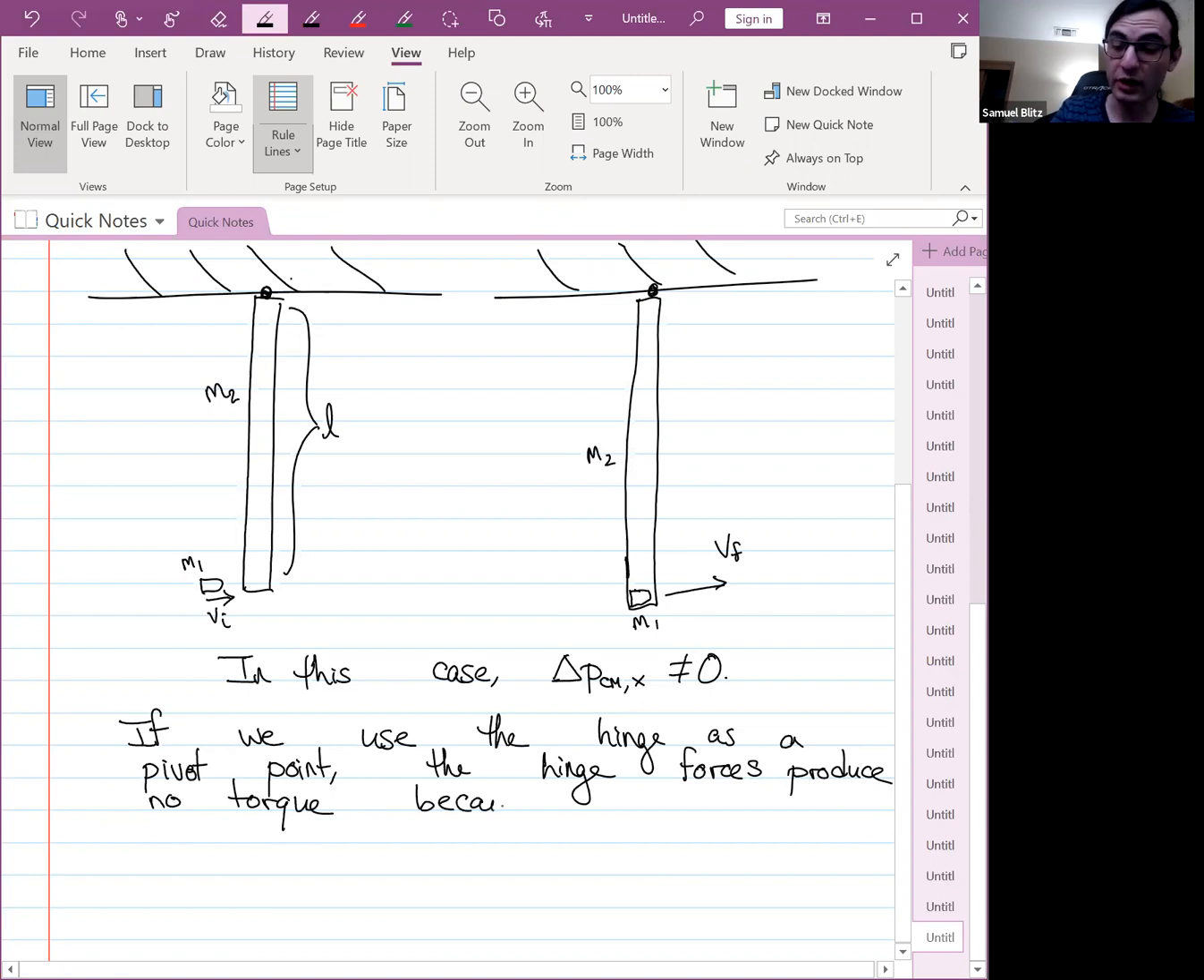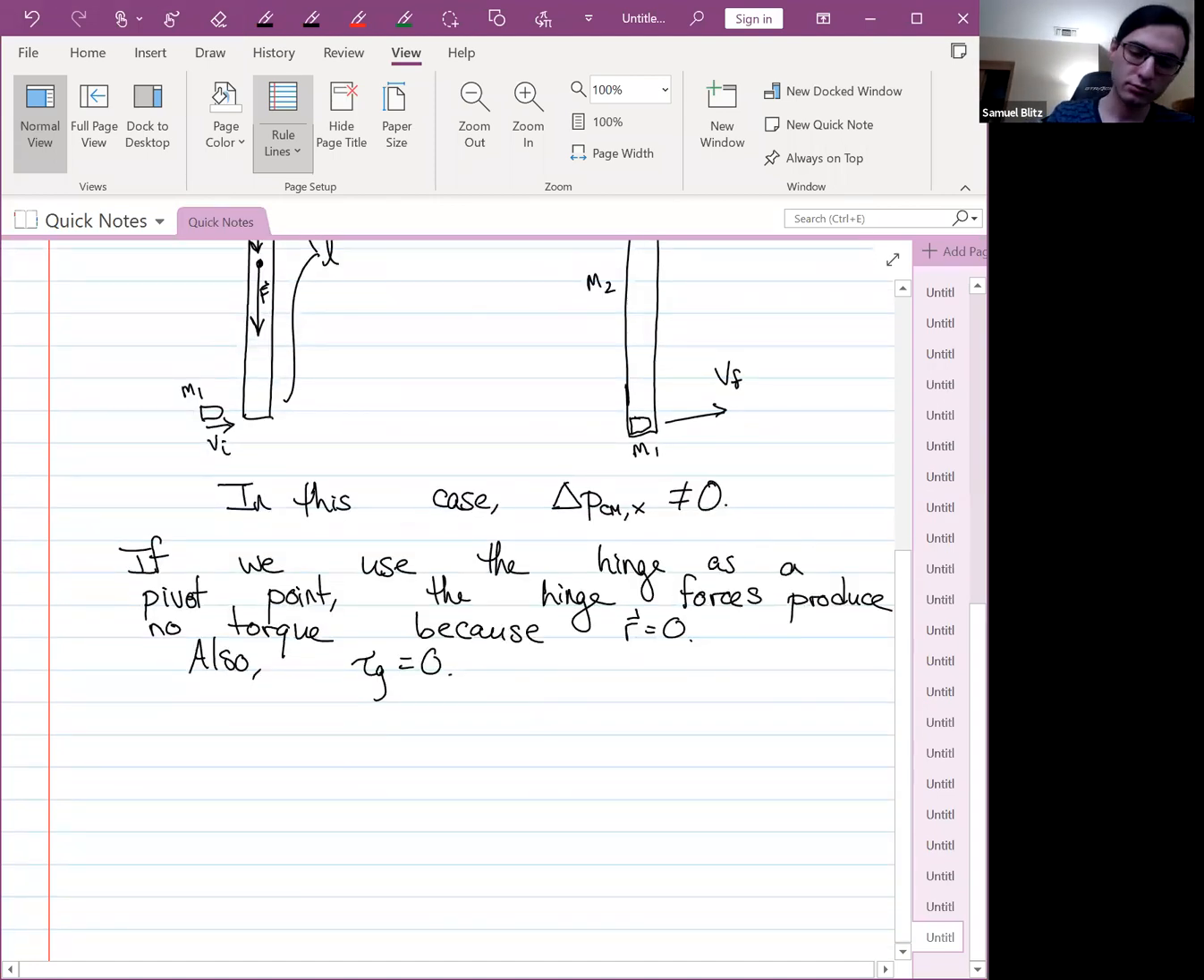That is, the vector r in r cross F is 0. The gravitational force also does no torque, and that's just because the gravitational force is straight down from the pivot, and so the vector r crossed with the gravitational force is 0. The torque due to gravity is also 0. So there are just no external torques, which means that angular momentum is conserved.